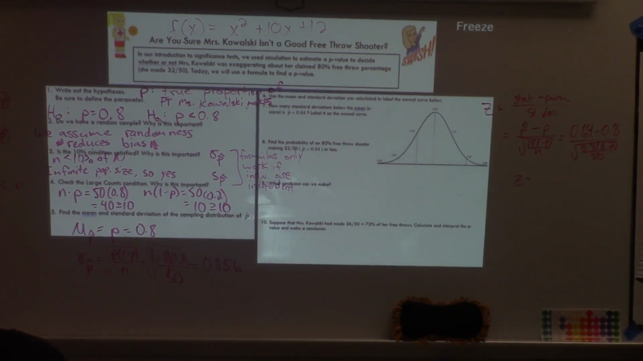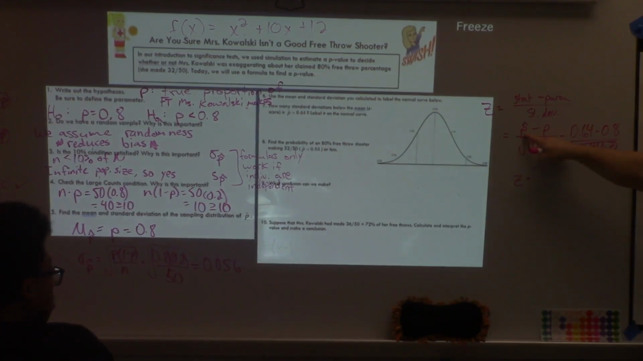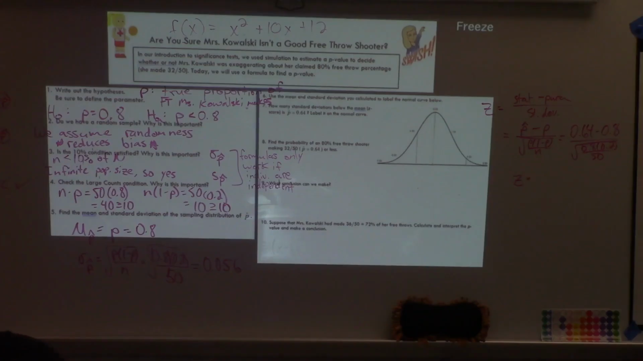So type that z in. Where did the 0.64 come from? That's 32 out of 50. And you got negative 2.269? So this is why you write out that formula: statistic minus parameter divided by standard deviation. And that's why I write out that z-score each time. You good with that? You can also write out the 32 out of 50 instead of 0.64.